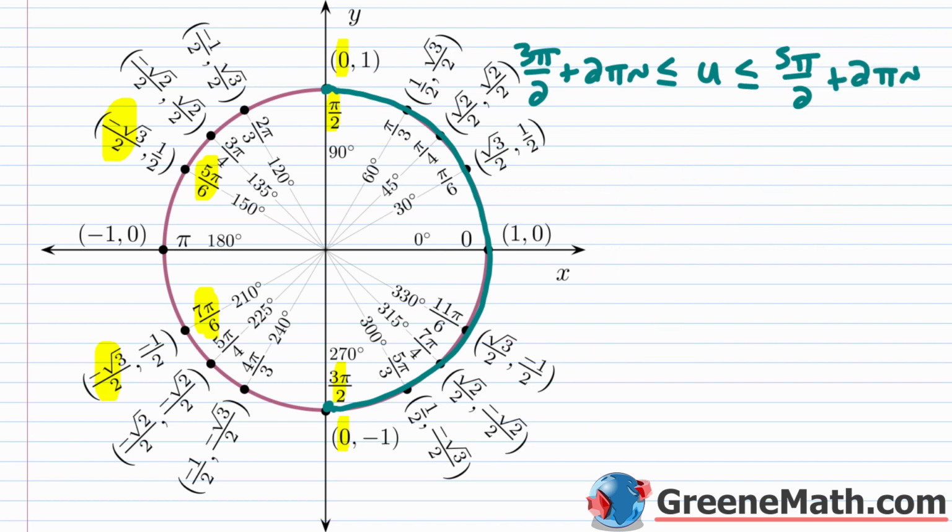Now, we've done enough of these problems to know that if you wanted to, you could rotate clockwise here and say this is negative pi over 2. If you wanted to put negative pi over 2 here and pi over 2 here, that's fine. That will work for the solution in terms of u.